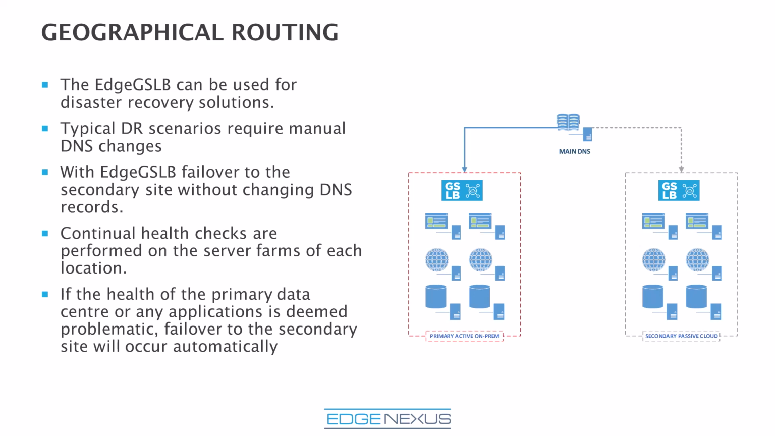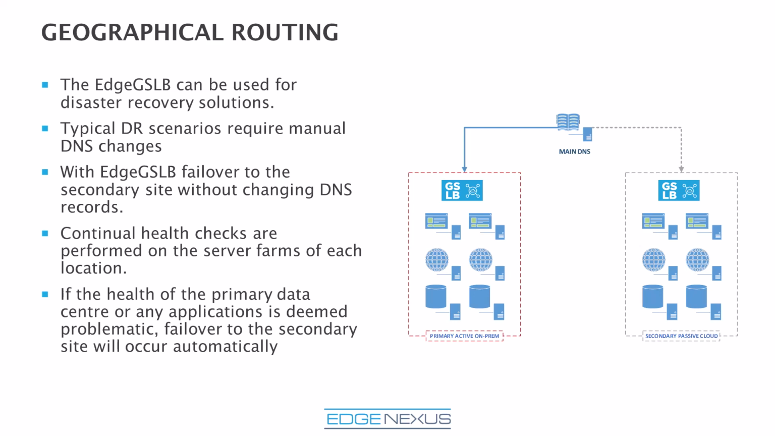The EdgeGSLB can be deployed to form a highly effective disaster recovery solution. In standard DR scenarios, failure of the primary site would mean that the DNS entries would need to be manually changed to point requests to the secondary DR location and then back again when the failback is initiated. If a data center or a service failure in the primary location occurs, the EdgeGSLB will initiate a failover to the secondary without changing DNS records.